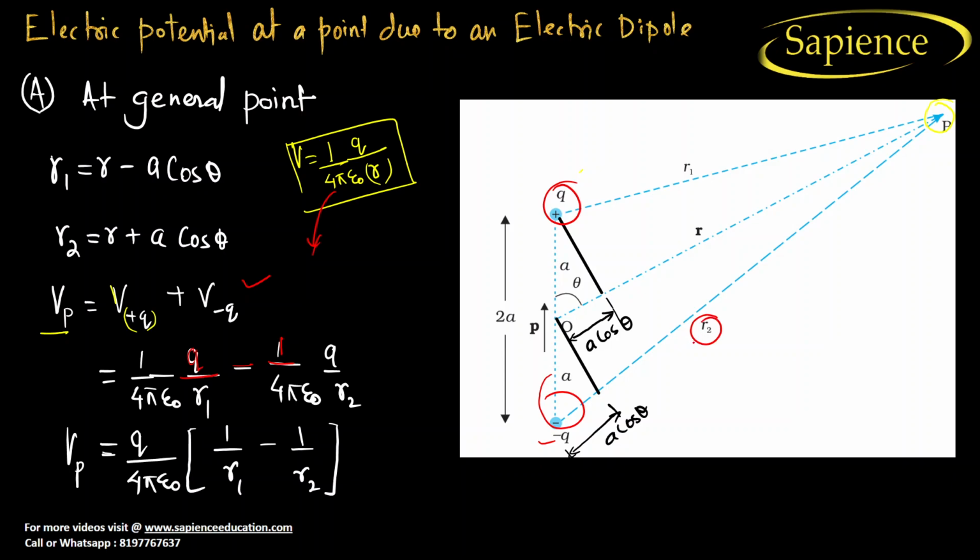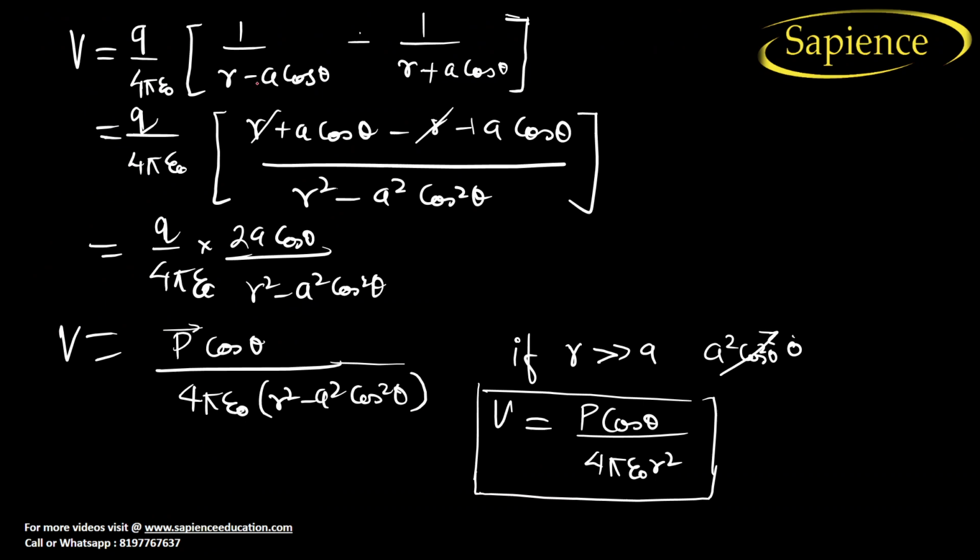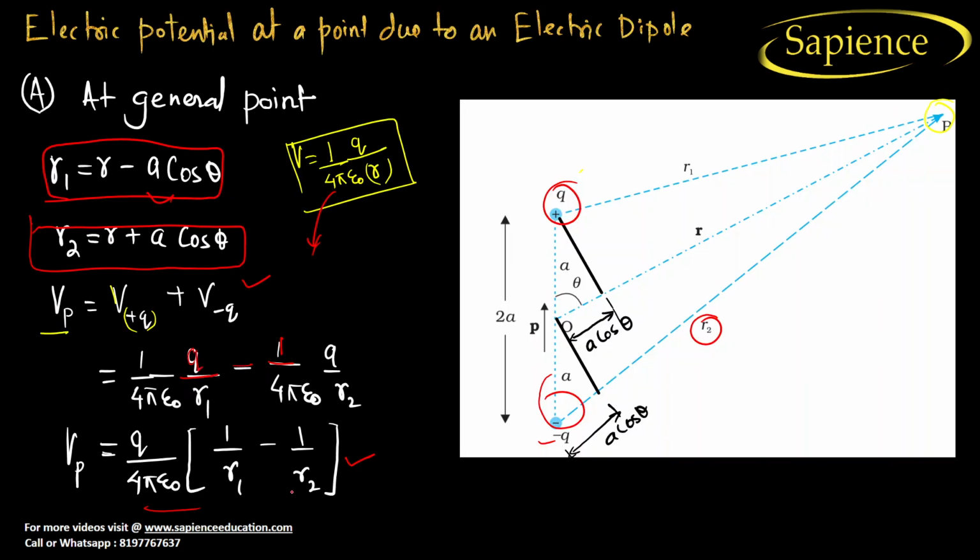This is the R2. Now put the value of R1 as well as R2. R1 is equal to R minus a cos theta and R2 is equal to R plus a cos theta. So when we put this value in, what will we get? Let us discuss here. As you have seen, finally the potential at a point P is equal to Q by 4 pi epsilon naught into 1 by R1 minus 1 by R2.